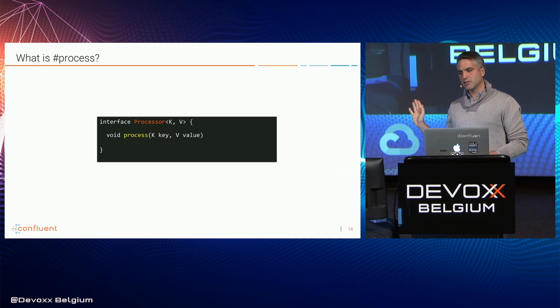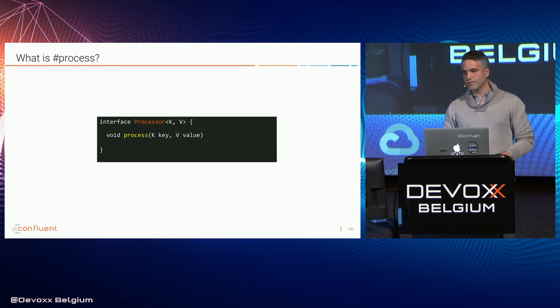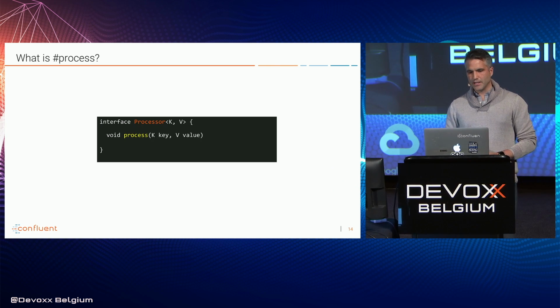This is actually what the interface looks like. It's slightly simplified. I've cut out a couple of the boilerplate things, but it's really straightforward. Give me a message, and then you do something with it. This is sort of analogous to the map function in the DSL, but you'll see shortly how it differs a lot.